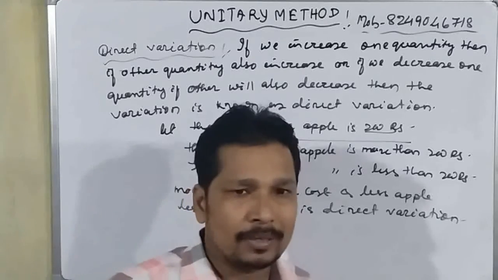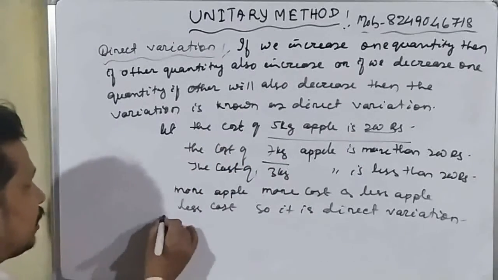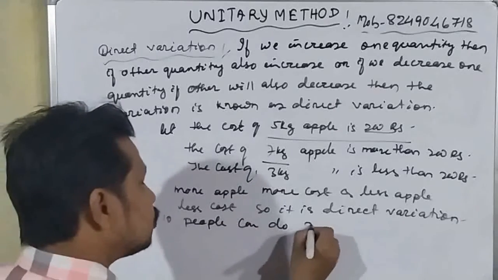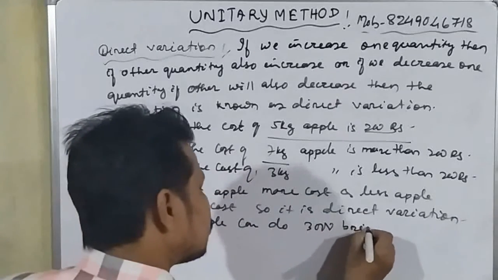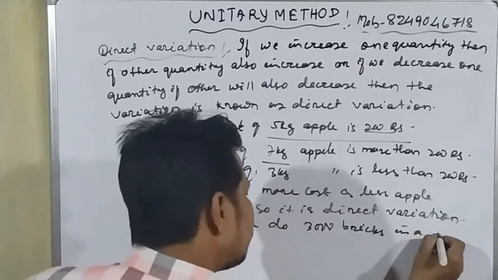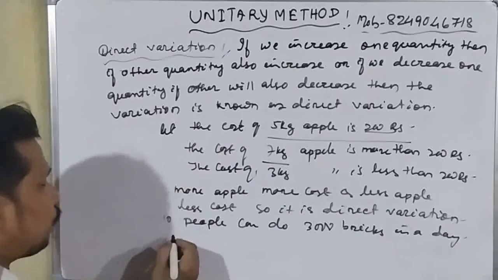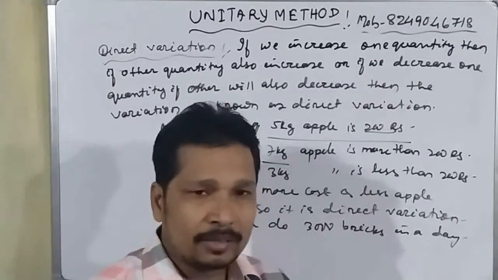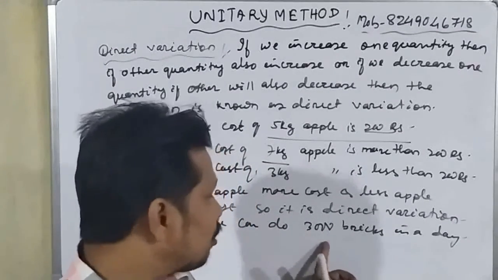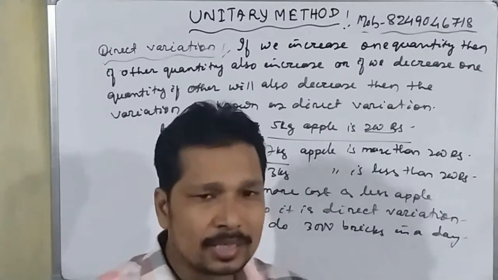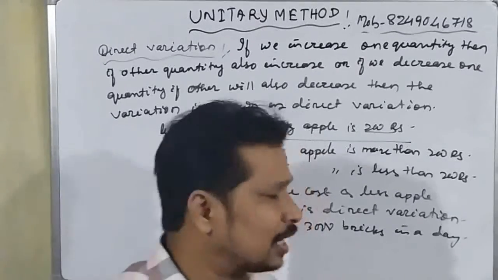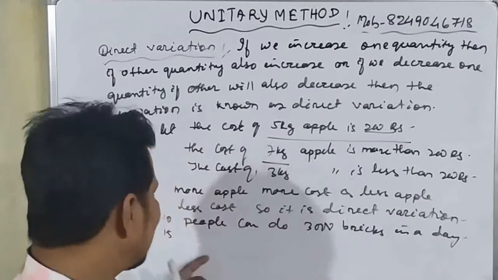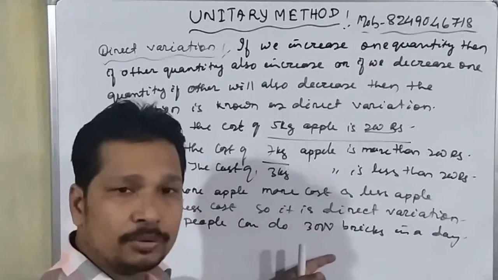Similarly, we can say that if 10 people can do 3000 bricks per day, then if we assign more people, suppose 10 people can do 3000 bricks in a day, and we assign 15 people, then what will the result be? They will do 3000 bricks, or more than 3000 bricks, or less than 3000 bricks? Definitely if we assign more people, then they will do more bricks. And if we assign fewer people, then they will do fewer bricks.